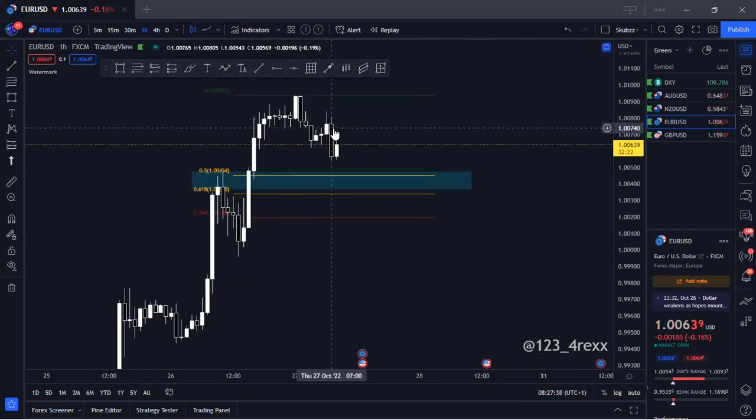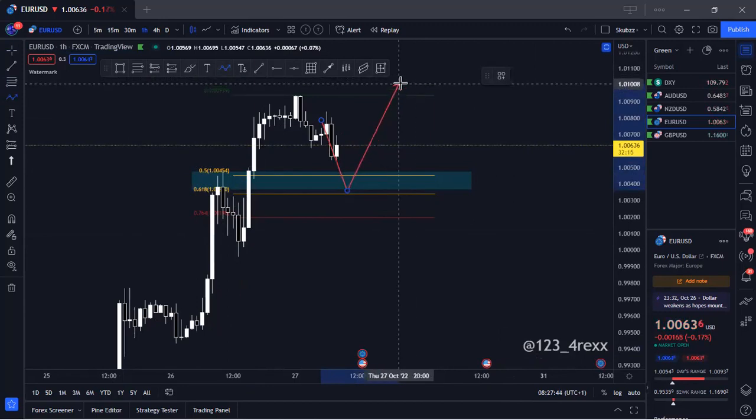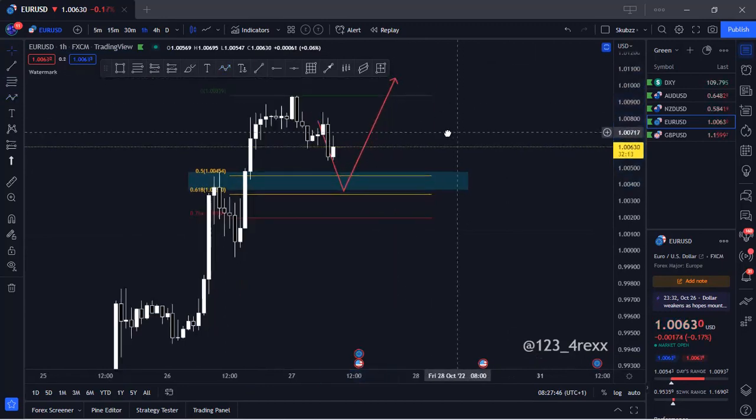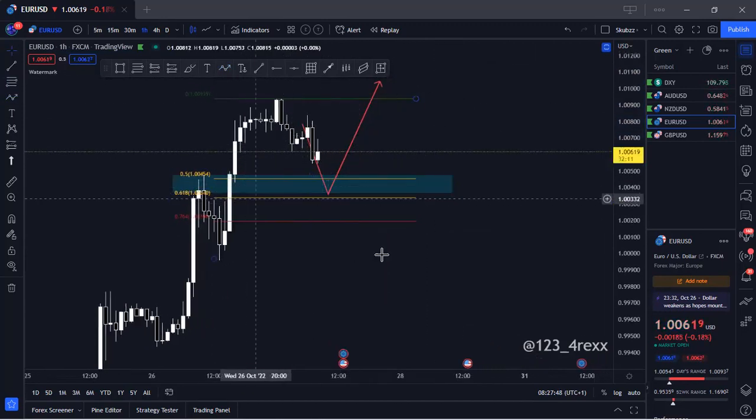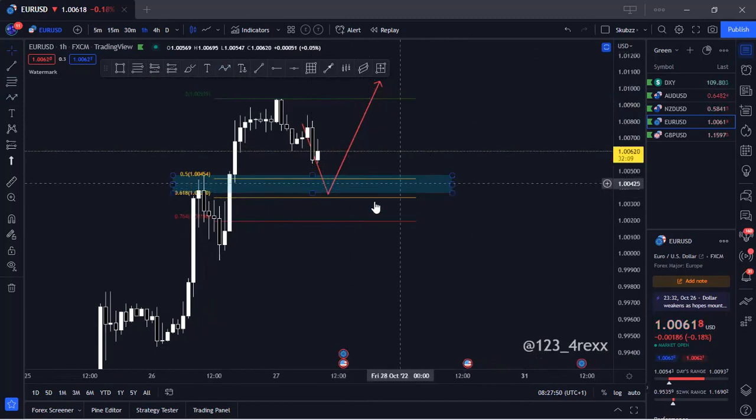Let's see if we can get that reaction from these levels down here. We can get price to react from these levels and then what? Still bias to the upside. So that's basically what I'll be looking out for. Let price get into our golden ratio levels and then let's see how it behaves.